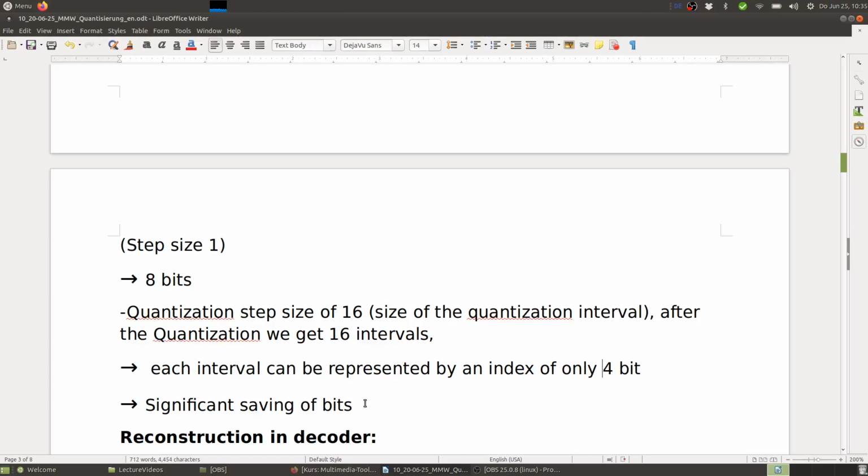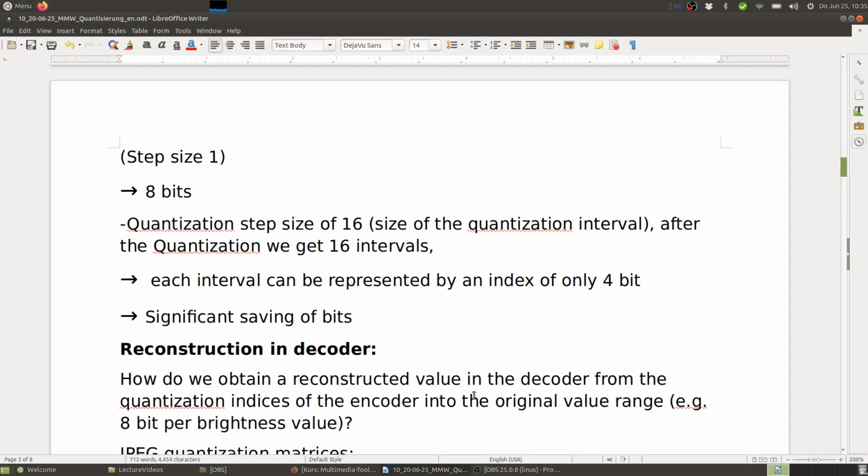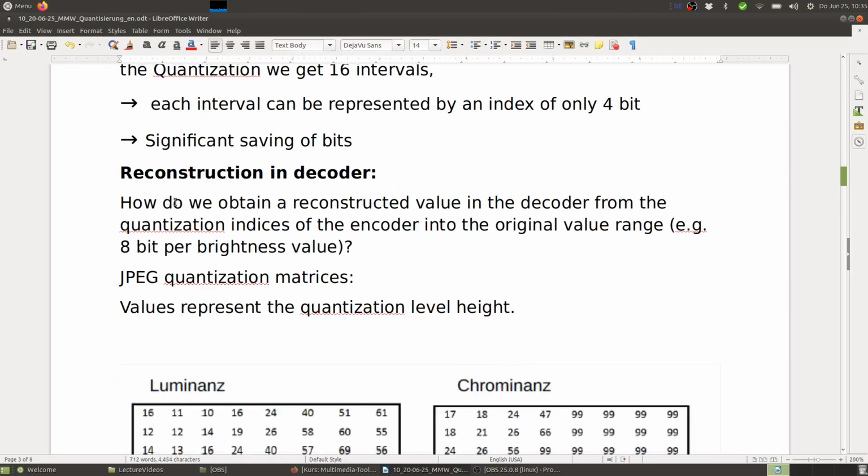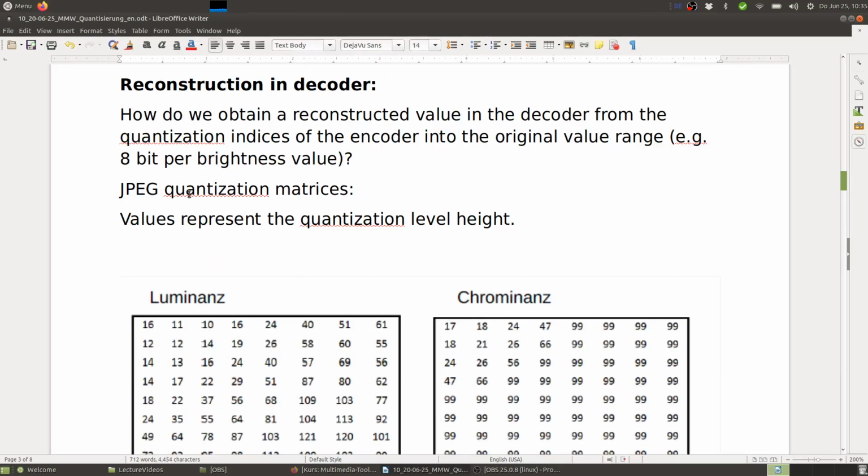So that's why we want to have as few intervals as possible, because that reduces the necessary number of bits for the corresponding indices. Then we have to reconstruct it in the decoder. How do we obtain a reconstructed value in the decoder from the quantization indices of the encoder into the original value range, for instance 8-bit per brightness value? So again, we use the quantization matrices. The values represent the quantization level.